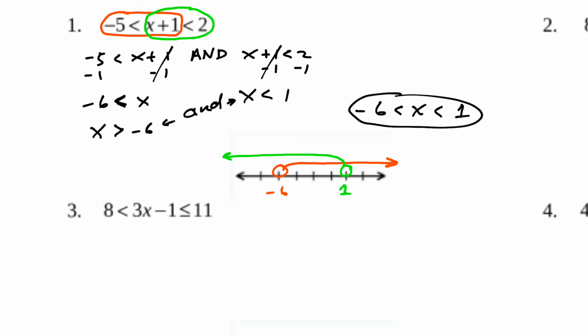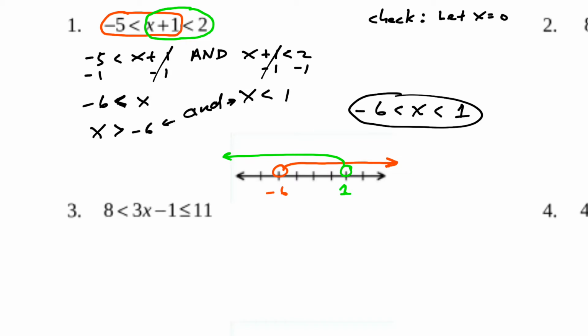So let's check our answer. We're going to do our check right here. We're going to say let x equals 0. 0 is definitely in between -6 and +1, and it is definitely in this double shaded region. So what we have to do to do the check is substitute x equals 0 into the original inequality.